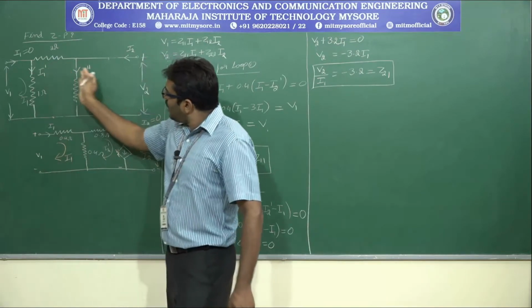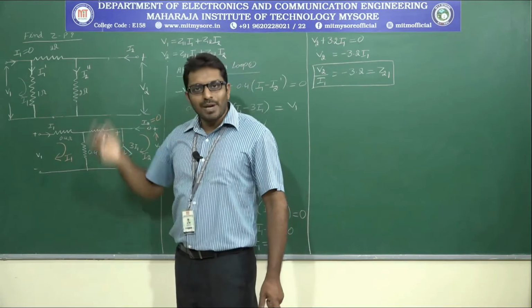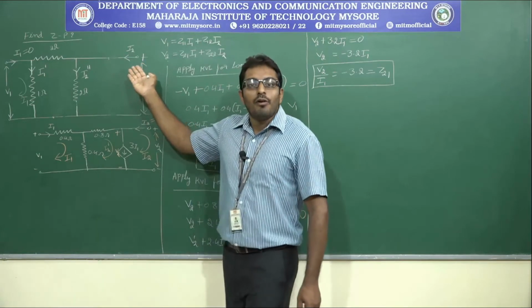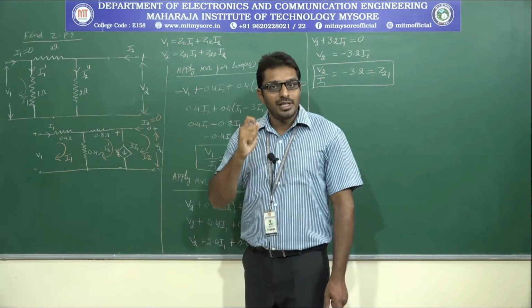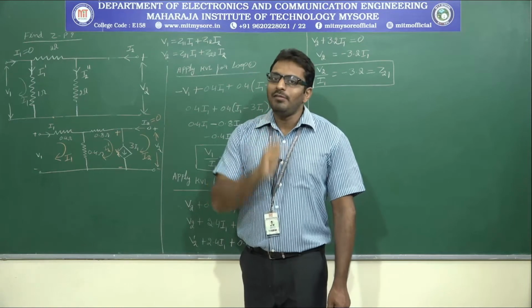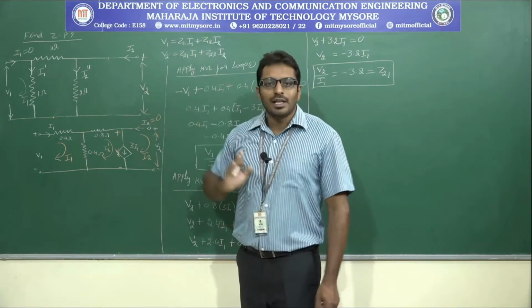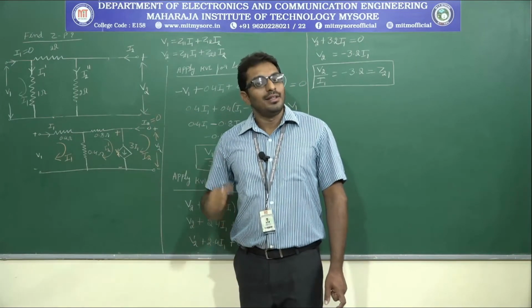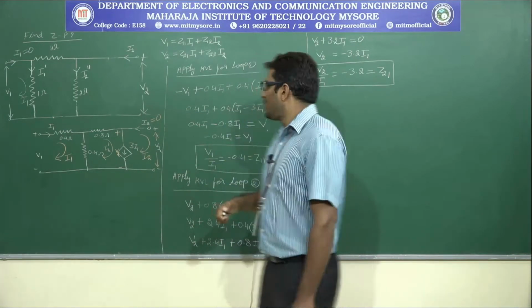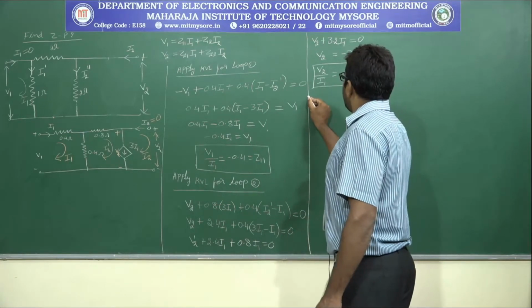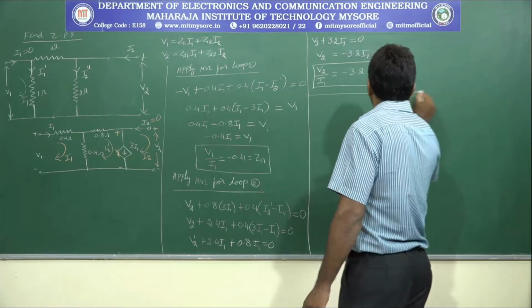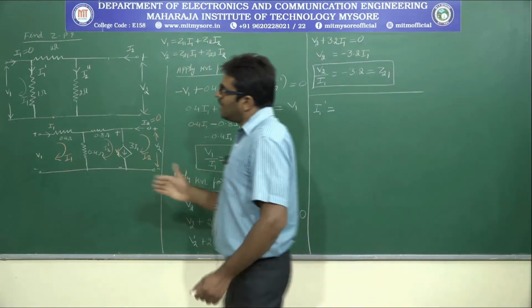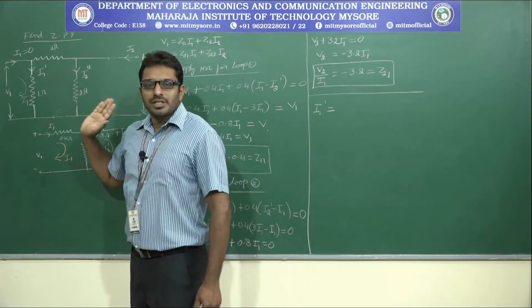I1 dash and I2 dash are the branch currents. These two are the currents flowing only because of the output current I2. I1 is 0, so I2 is nothing but the total current in the circuit. I1 dash and I2 dash are nothing but branch currents. Now what is I1 dash? The current through the 1 ohm resistor.